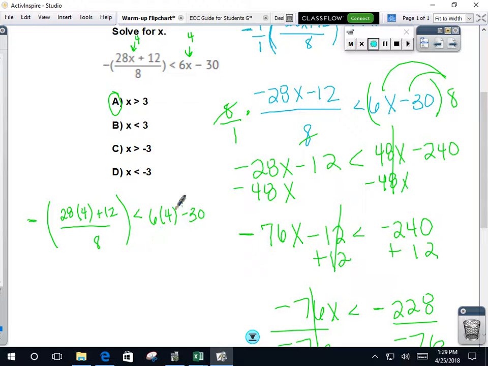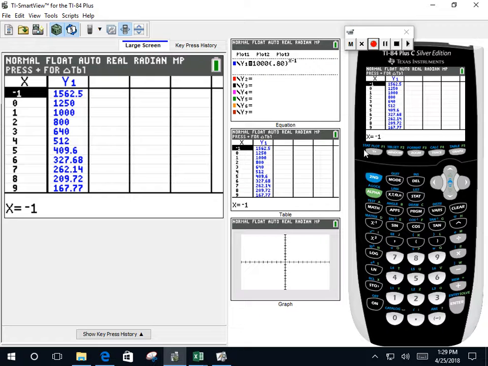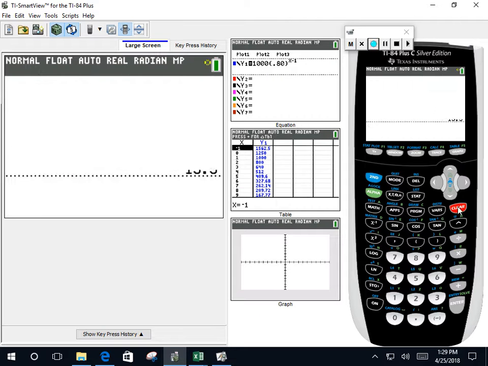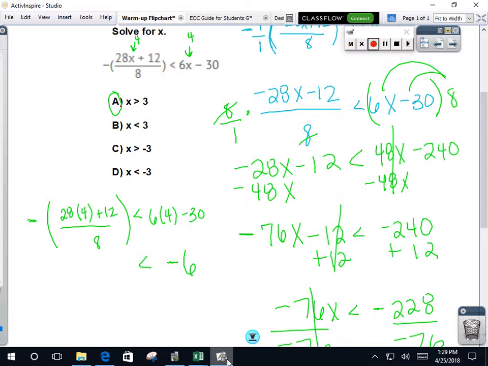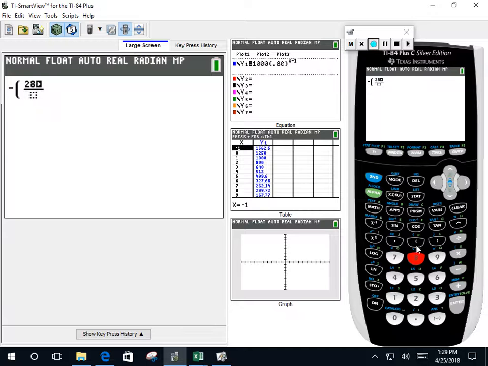Okay, so on the right side, we can pretty much just do that. What's 6 times 4? And 24 minus 30 is negative 6. On the left side, we're going to need to type this in. So go to your calculator. The first thing you want to type in is that negative sign, and then the parenthesis. And then we're about to type in a fraction. So alpha y equals number 1 for numerator over denominator. Now you're going to be typing in 28 times 4 plus 12. And then over 8. And then don't forget to put a parenthesis on the end.